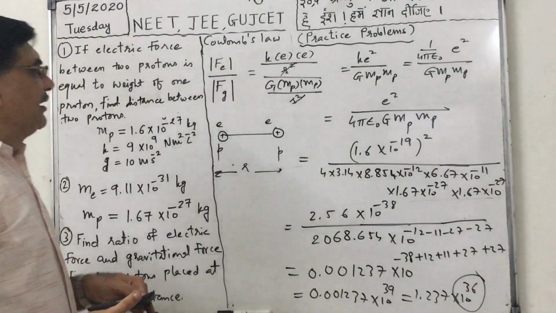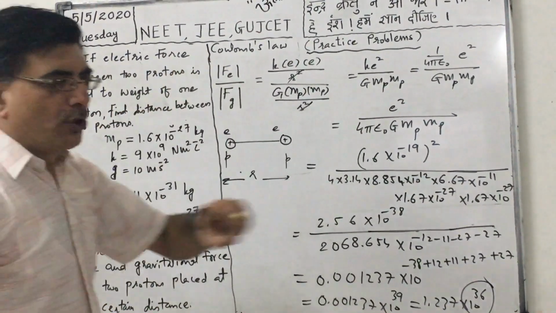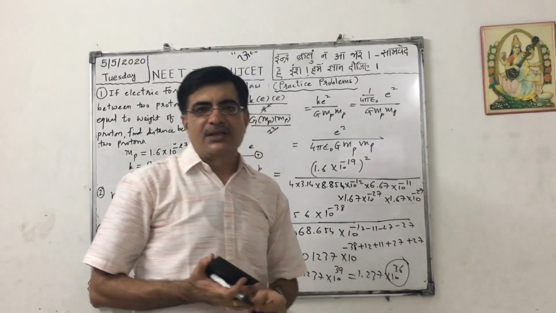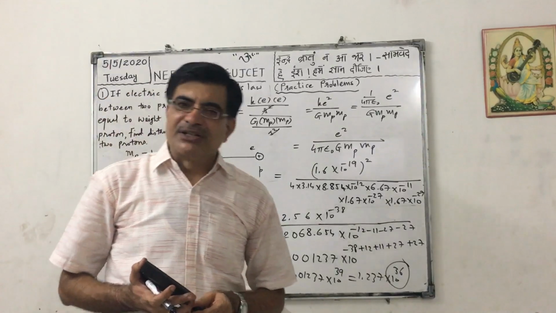Thus, the electric force between two protons at a certain distance is 10 raised to 36 times stronger compared to gravitational force.